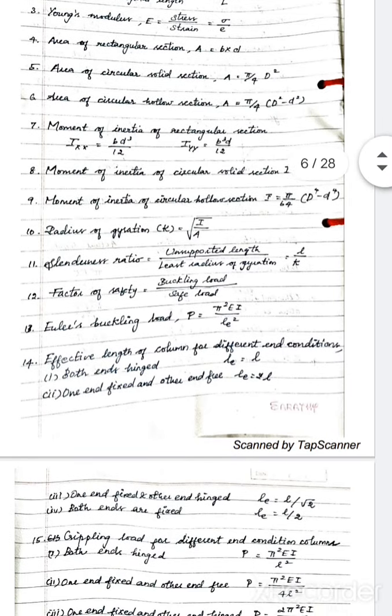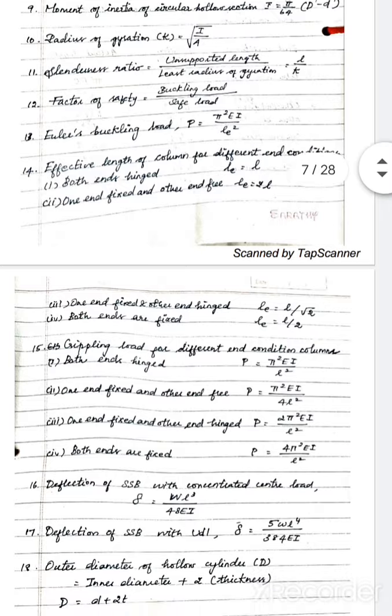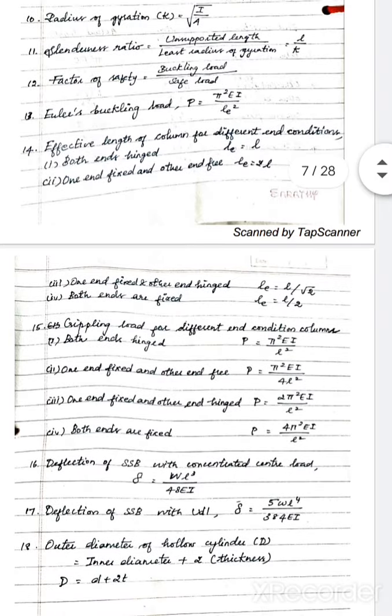Radius of gyration k is equal to root of I by A. Slenderness ratio is unsupported length divided by least radius of gyration, L by k. Factor of safety is buckling load by safe load, or we can write it as safe load is equal to buckling load by factor of safety. Euler's buckling load P is equal to pi square EI by LE square. For both hinged, LE is equal to L. One end fixed, other end free, LE is equal to 2L. One end fixed, other end hinged, LE is equal to L by root 2. Both ends fixed, LE is equal to L by 2.